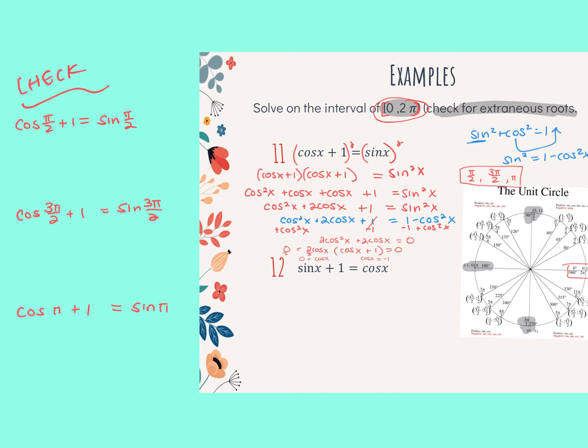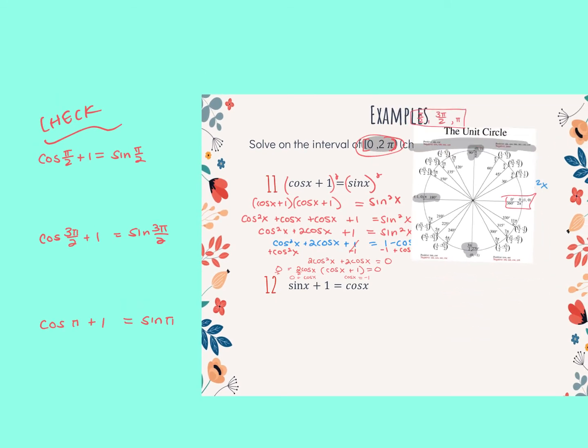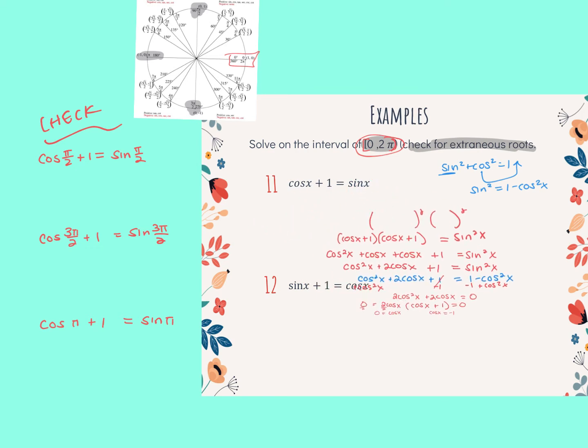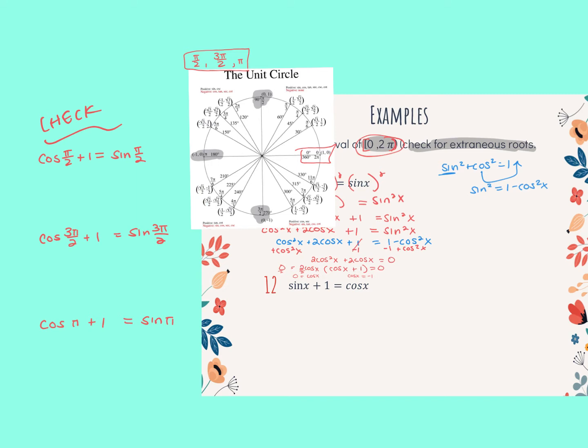So what's the cosine at pi over 2? 0. Yes, 0 is right. Cosine at pi over 2, that's the x value at pi over 2, and that's 0, plus 1 equals, what's the sine at pi over 2? 1. Does 1 equal 1? Yes, so that answer I get to keep.